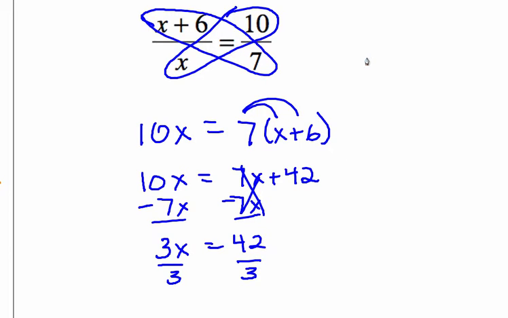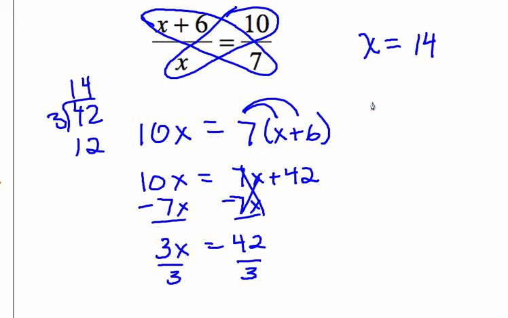Dividing by 3 on both sides, we get that x equals, well, let's see, 42 divided by 3 without a calculator. 3 goes into 4 one time. And then we've got 1 left over, so there's 12. 12 divided by 3 is 4. So 42 divided by 3 is 14.